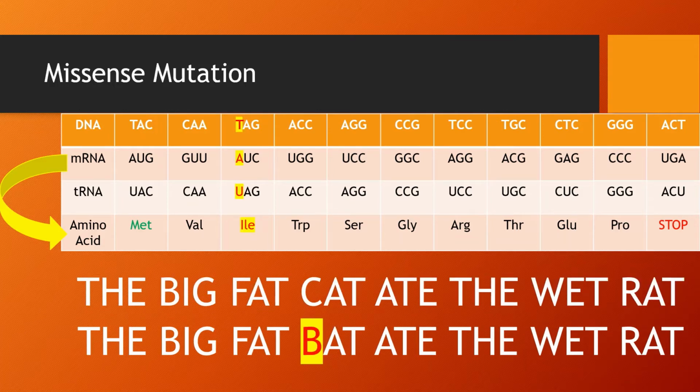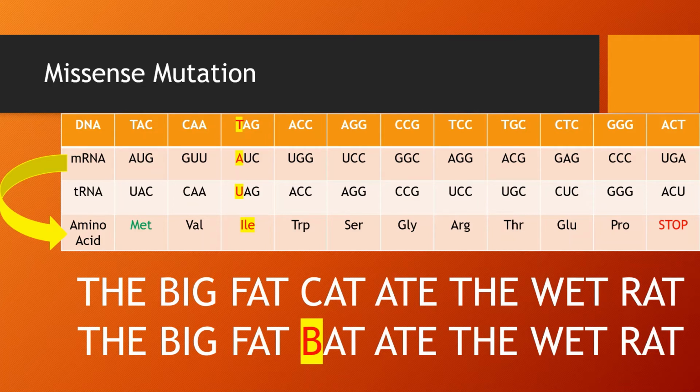So here I have demonstrated an example of a missense mutation. I have it highlighted in red lettering now. The T of the TAG in the DNA strand was mutated, which is going to change the mRNA sequence, which is going to change the tRNA sequence, and in this case, it is going to change what the amino acid sequence is. So a missense mutation is just where one nucleotide is changed, and it changes the amino acid.